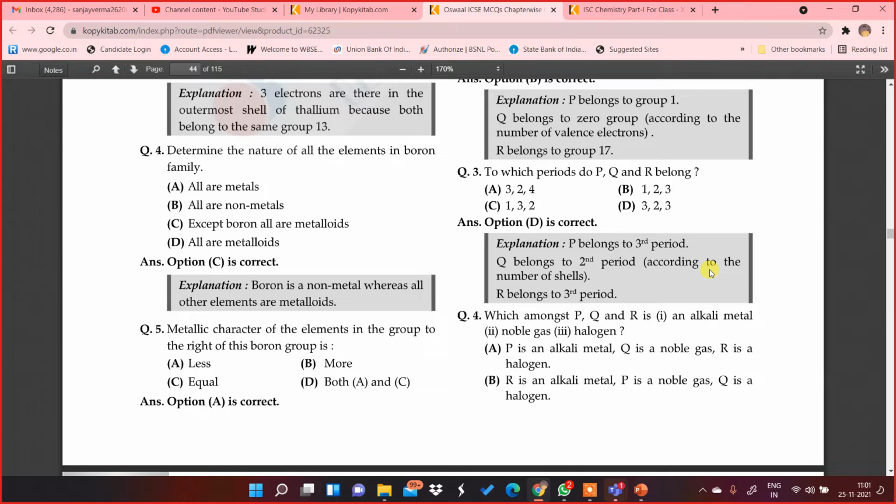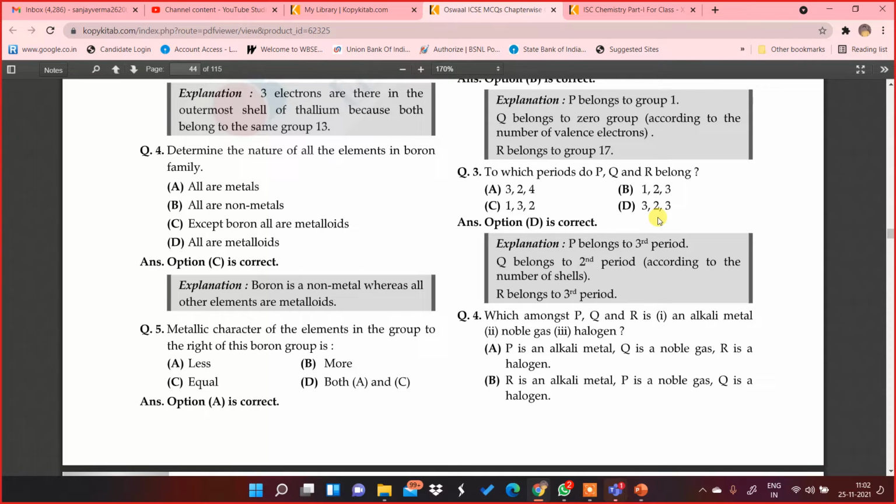You know the electronic configuration from the atomic numbers. First one is 2, 8, 1, second one is 2, 8, and third one is 2, 8, 7. So it is period 3, period 2, period 3. Just check: 3, 2, and 3. Yes, period 3, period 2, period 3. Because the first element P has electronic configuration 2, 8, 1, the second one has 2 and 8, and the third one is 2, 8, 7.